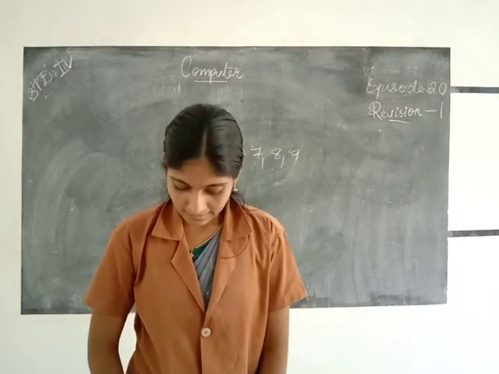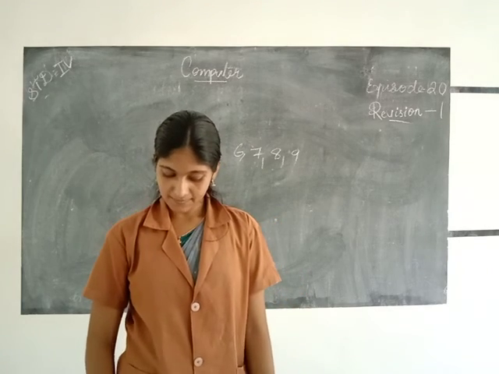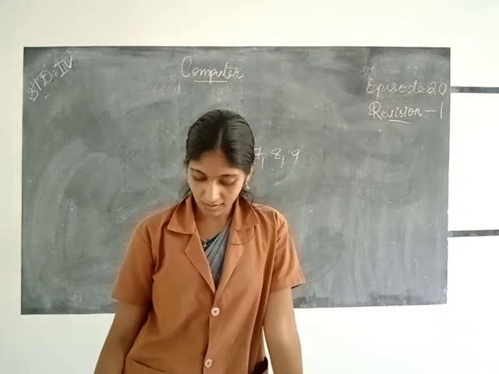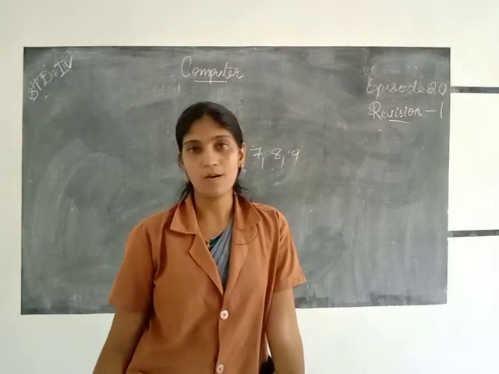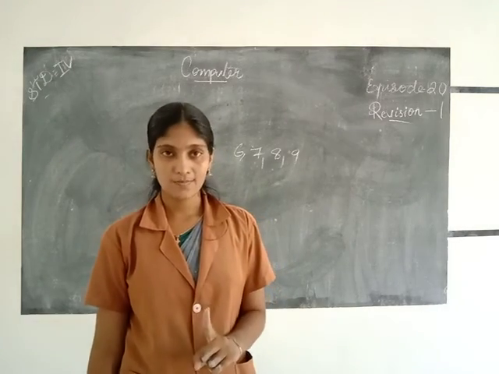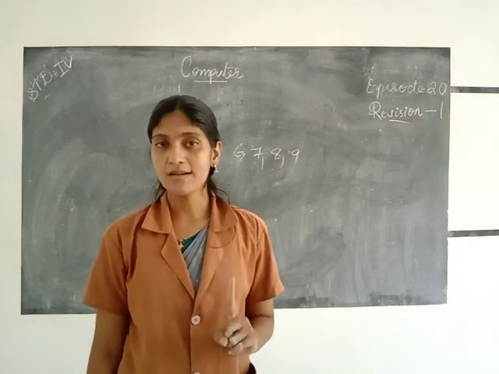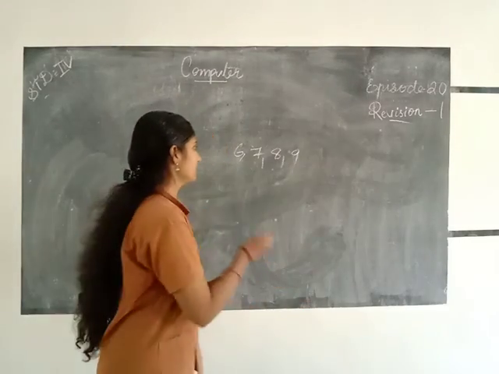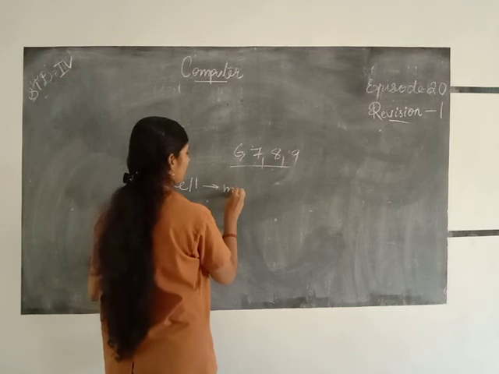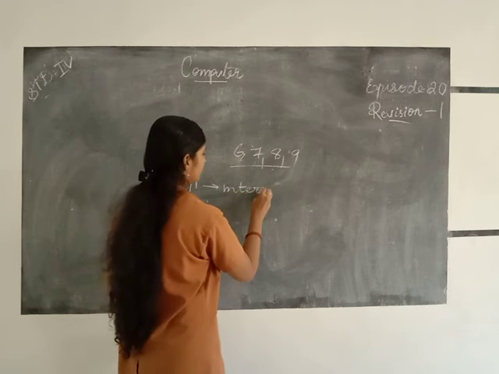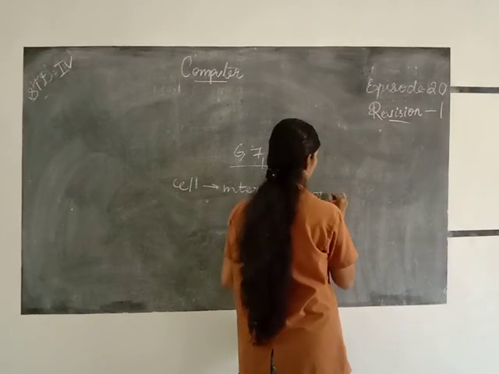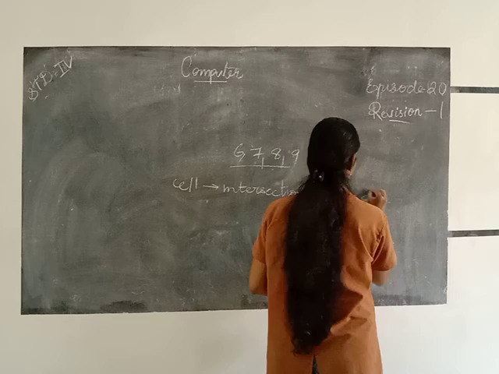So the important topics in this chapter are: first, a cell in a table is the intersection of a row and a column. First point, what is a cell? A cell in a table is the intersection of a row and a column.